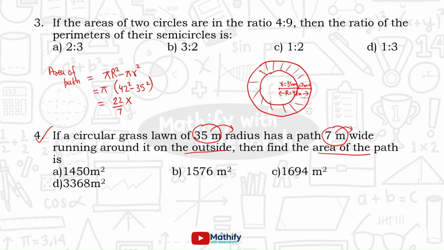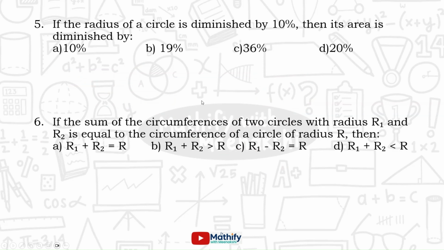And you can use one identity here, a square minus b square, that is a plus b and a minus b. So what is a plus b? 42 plus 35, that is 77. And 42 minus 35, that's 7. 7, 7 you can cut. And what is 22 into 77? 1694 meter square. So this is the answer of area of path, C option. Now let's move to next question.